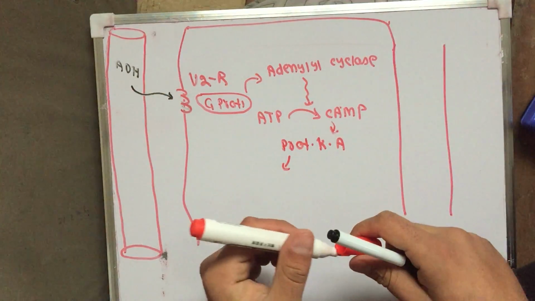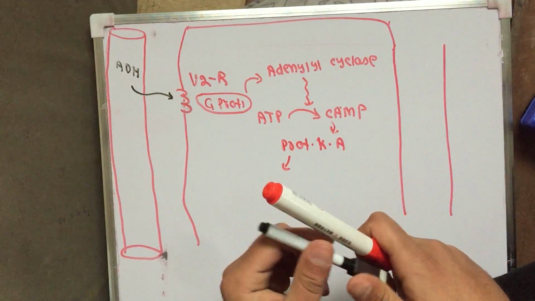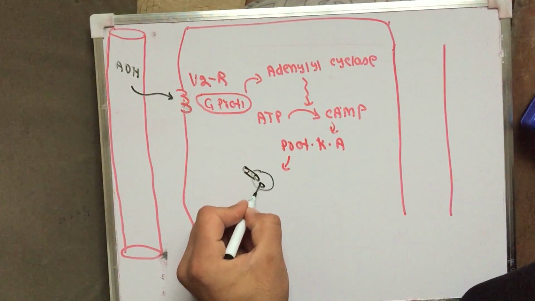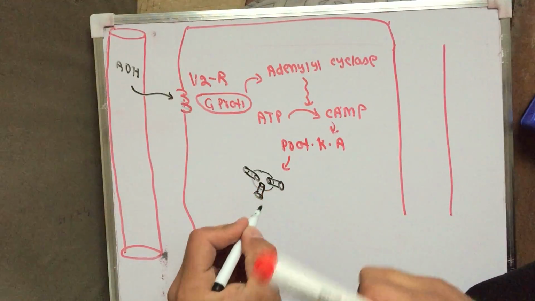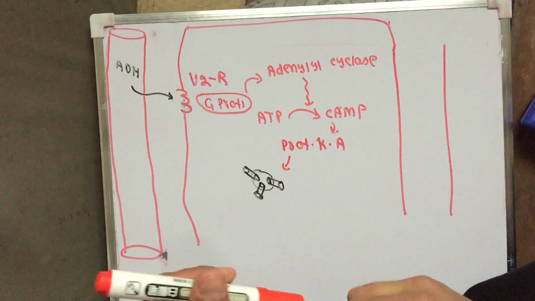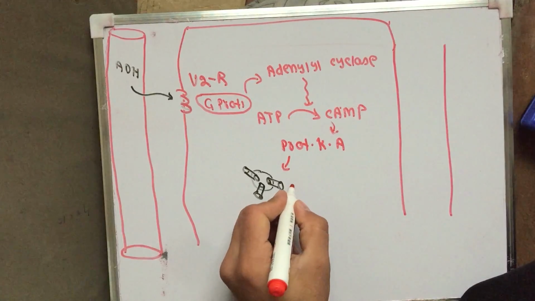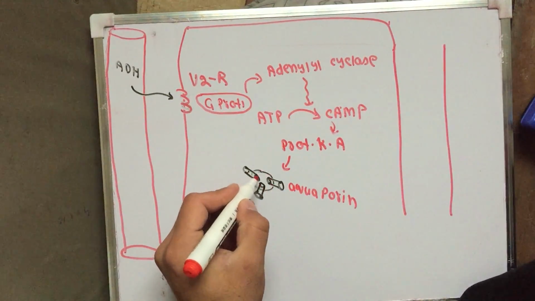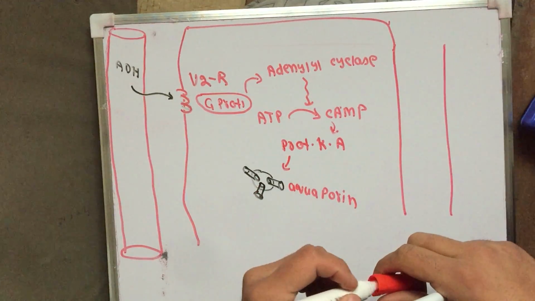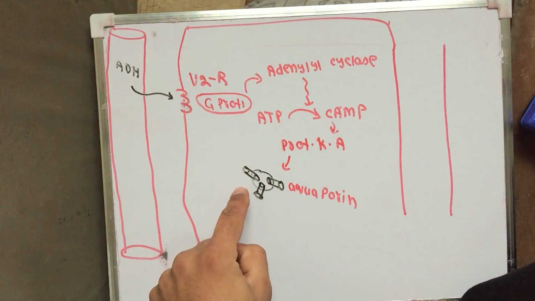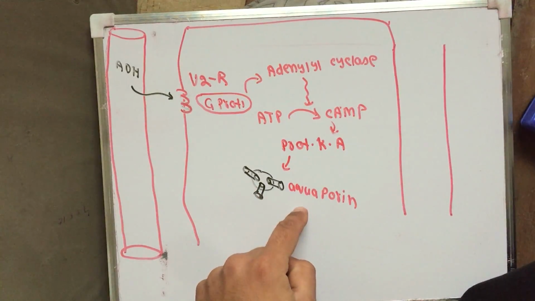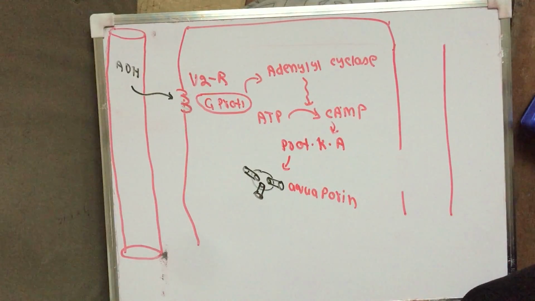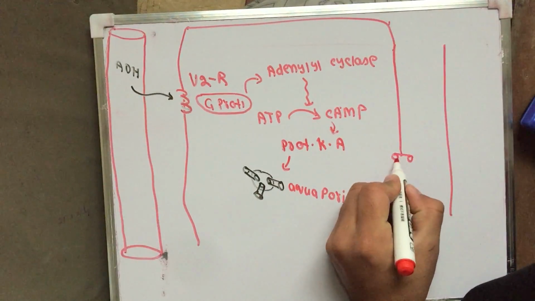So here phosphorylation of vesicular proteins occurs, in which we have certain pores, and these pores are called aquaporins. These are the vesicular proteins having pores. Now these vesicular proteins along with the aquaporins will go to this membrane and will attach here in this way. These are the aquaporins.